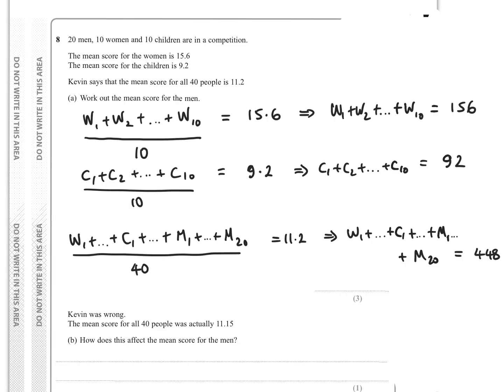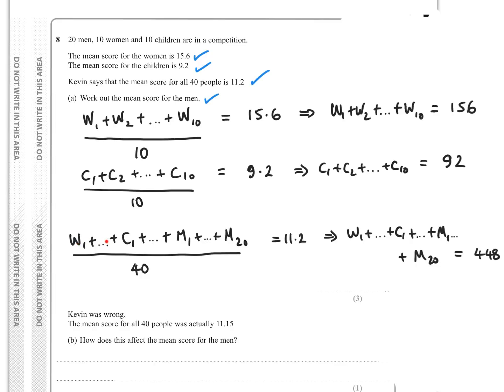Question 8. 20 men, 10 women and 10 children are in a competition. It gives the mean score for the women, the mean score for the children, the mean score for everybody, and it asks you to work out the mean score for men. So what I've done here is I've put all the women from 1 to 10, missing out the ones in between instead of writing them all out. So I did 3 dots there to show the missing ones. So all of those 10 women divided by 10 gives 15.6. So the numerator here in this fraction is just going to be 156 because I've just got to times both sides by 10 in this equation. The same for the children, times by 10 again, gives me 92.